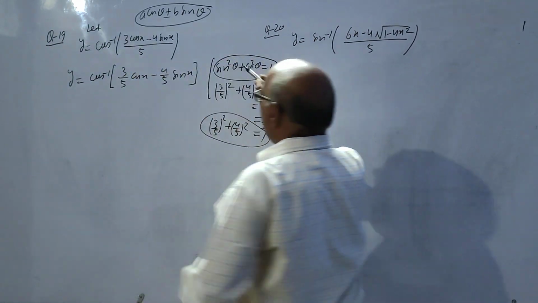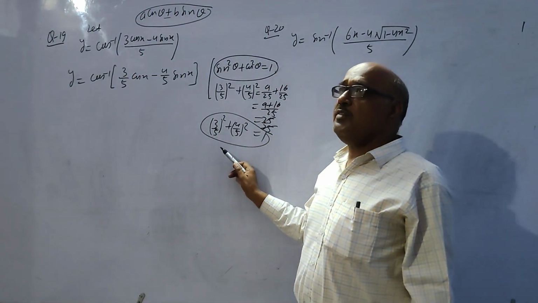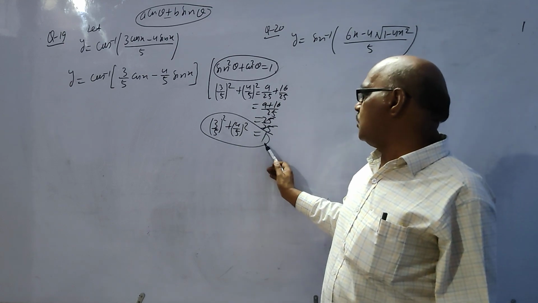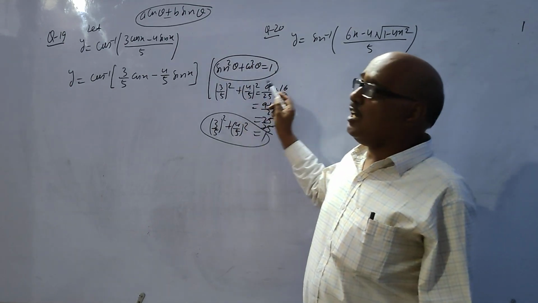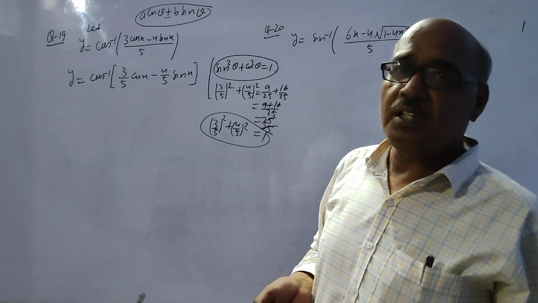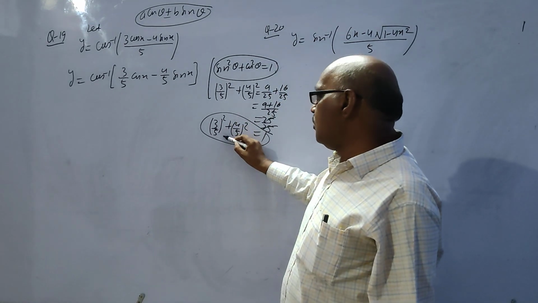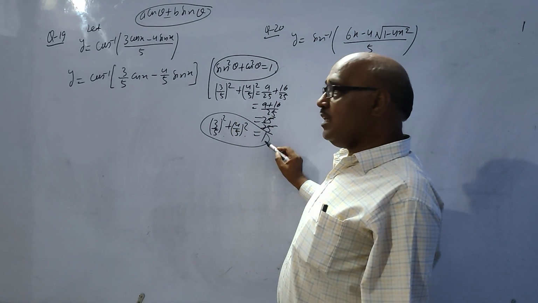Compare both results: sin square theta plus cos square theta is equal to 1, and 3/5 to whole square plus 4/5 to whole square is equal to 1. This formula is valid for all values of theta, whatever the value of theta. Sin square theta plus cos square theta is equal to 1. This means that here 3/5 to whole square plus 4/5 to whole square is equal to 1.